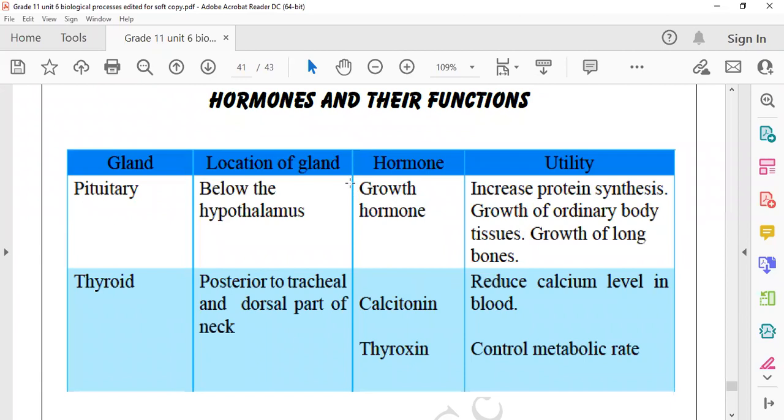What is that hormone's name? Growth hormone. Because of growth hormone, you are growing. You are growing children. Until you are 22, 23, you will grow. That is with the contribution of growth hormone. Have you seen dwarf people, short people?